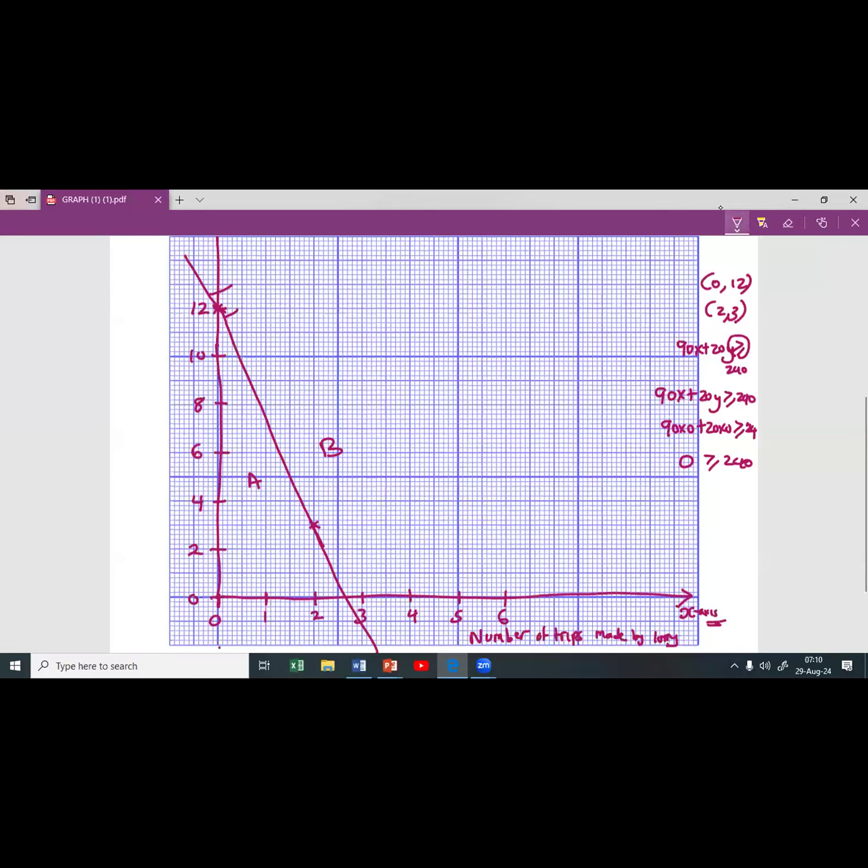Then I will come and I do the shading. Now, after shading, I can come and label my line, that this line I've labeled is my line. Which line is that? It is the line 9x plus 2y is equal to 24. Label it. After that, Patricia, a question?